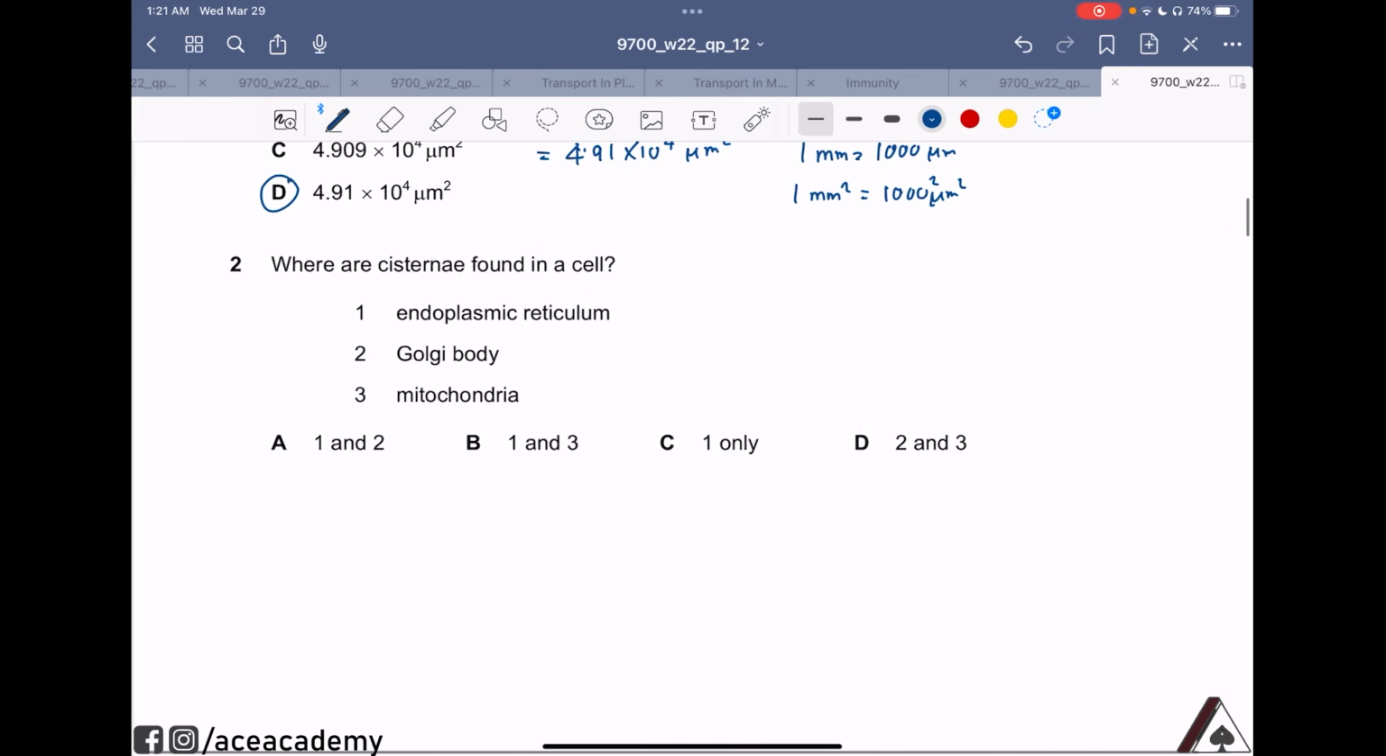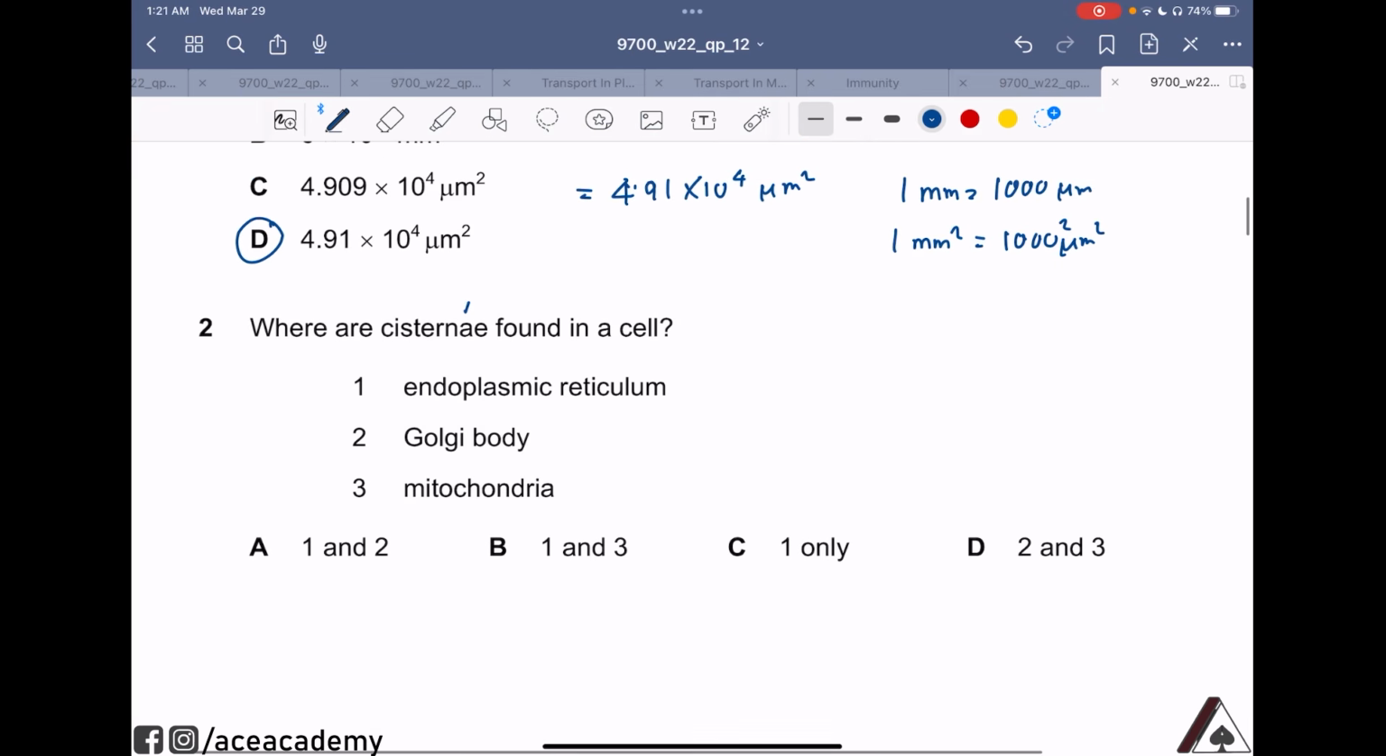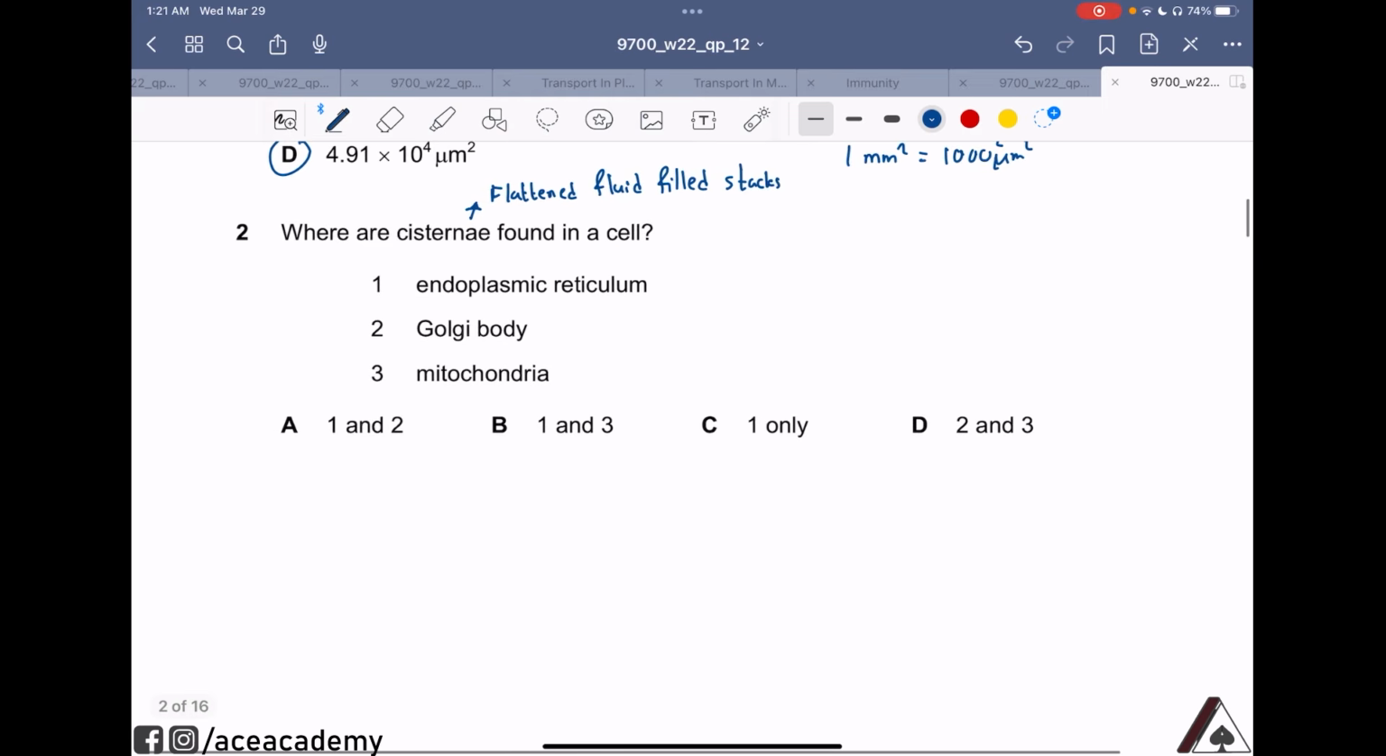Now, question number 2. Where are cisternae found in a cell? Well, cisternae are flattened fluid-filled sacs. So the endoplasmic reticulum has cisternae, and the Golgi body has cisternae. However, mitochondria don't have cisternae. So the answer is option A for question number two.